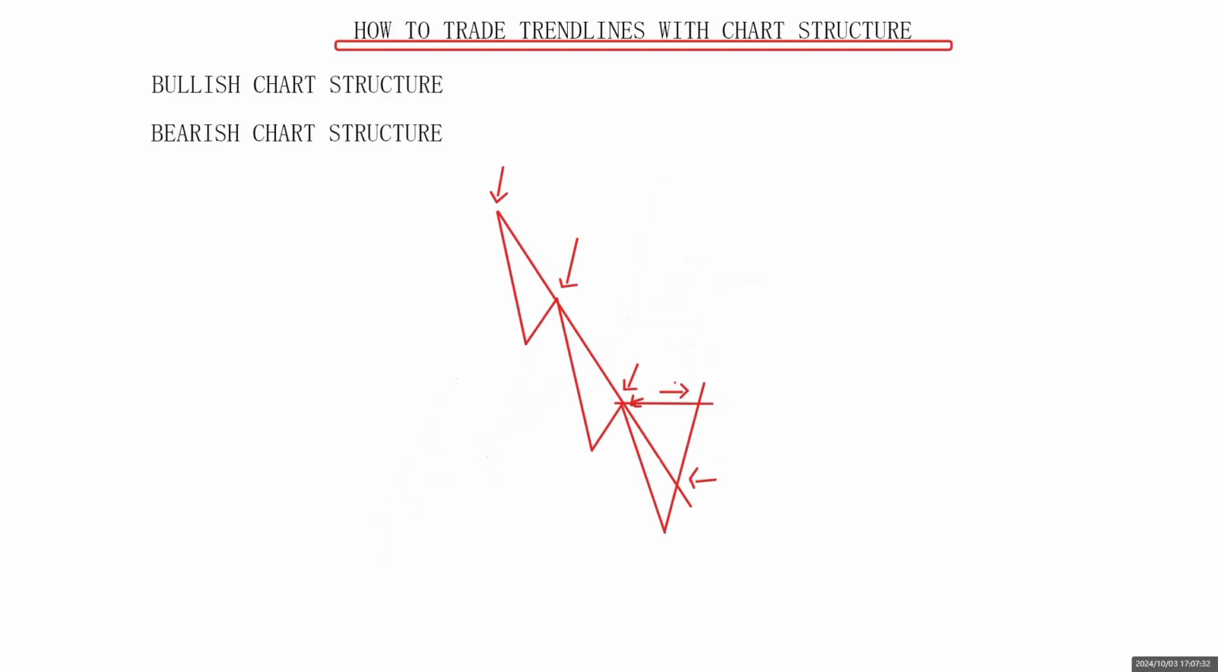So trend line in collaboration with chart structure will give you high probability trades, and you can ride prices. It just gives you that double confirmation that now there's been a break of structure. What are you going to do? Keep riding prices and take profit at a significant level. So that is using trend lines in collaboration with chart structure.